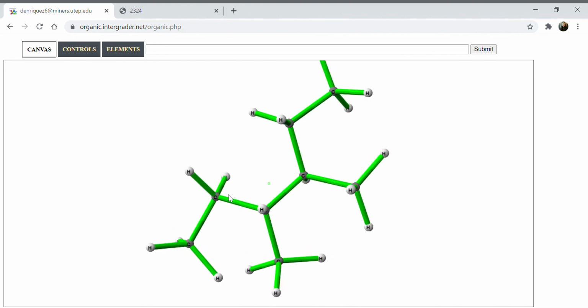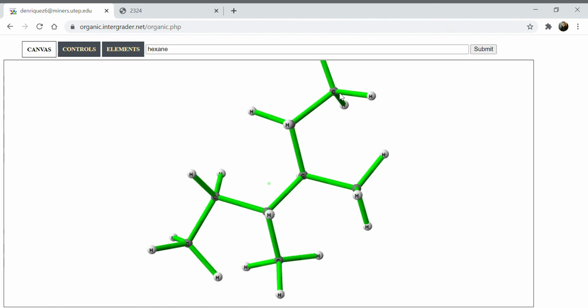Okay, so we're going to write the name first. 1, 2, 3, 4, 5, 6. This is hexane. 1, 2, 3, 4. So we've got a methyl on the 3 position and a methyl on the 4. Either way you read it, it's going to be on the 3 position and the 4. So 3,4-dimethylhexane.